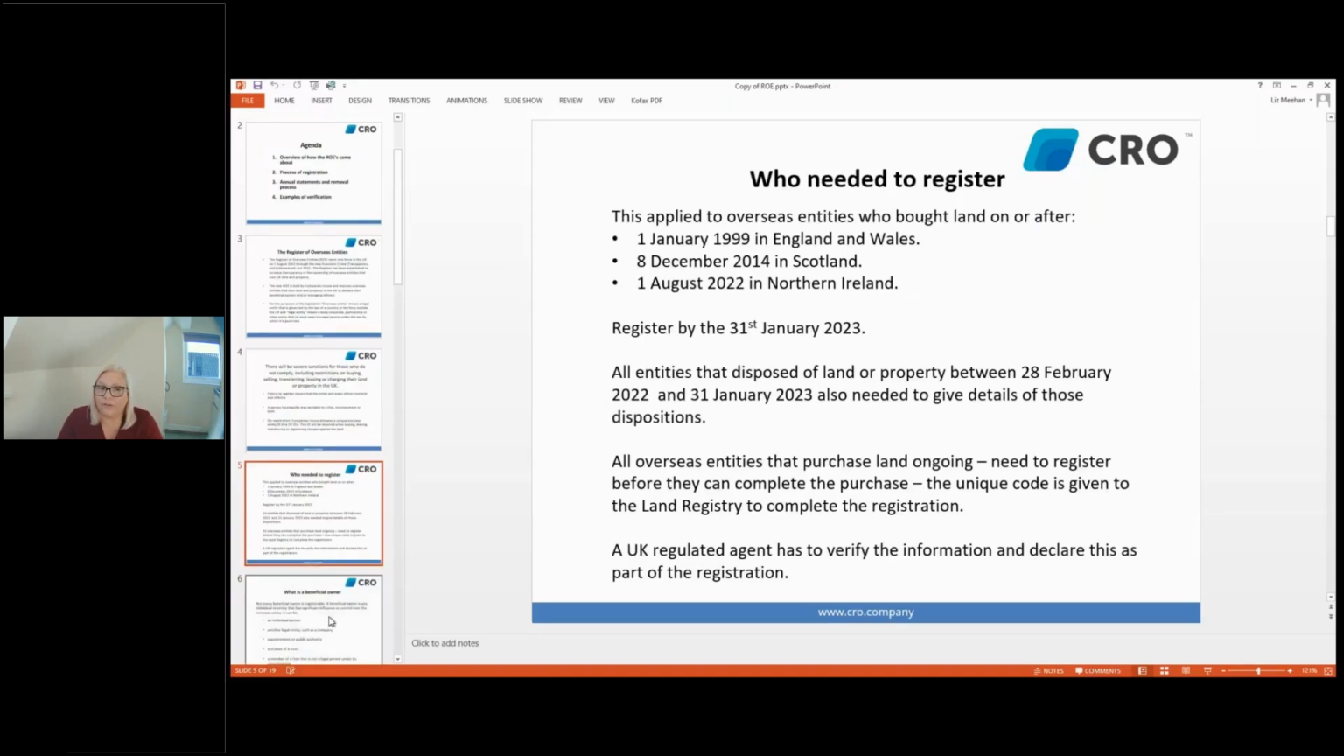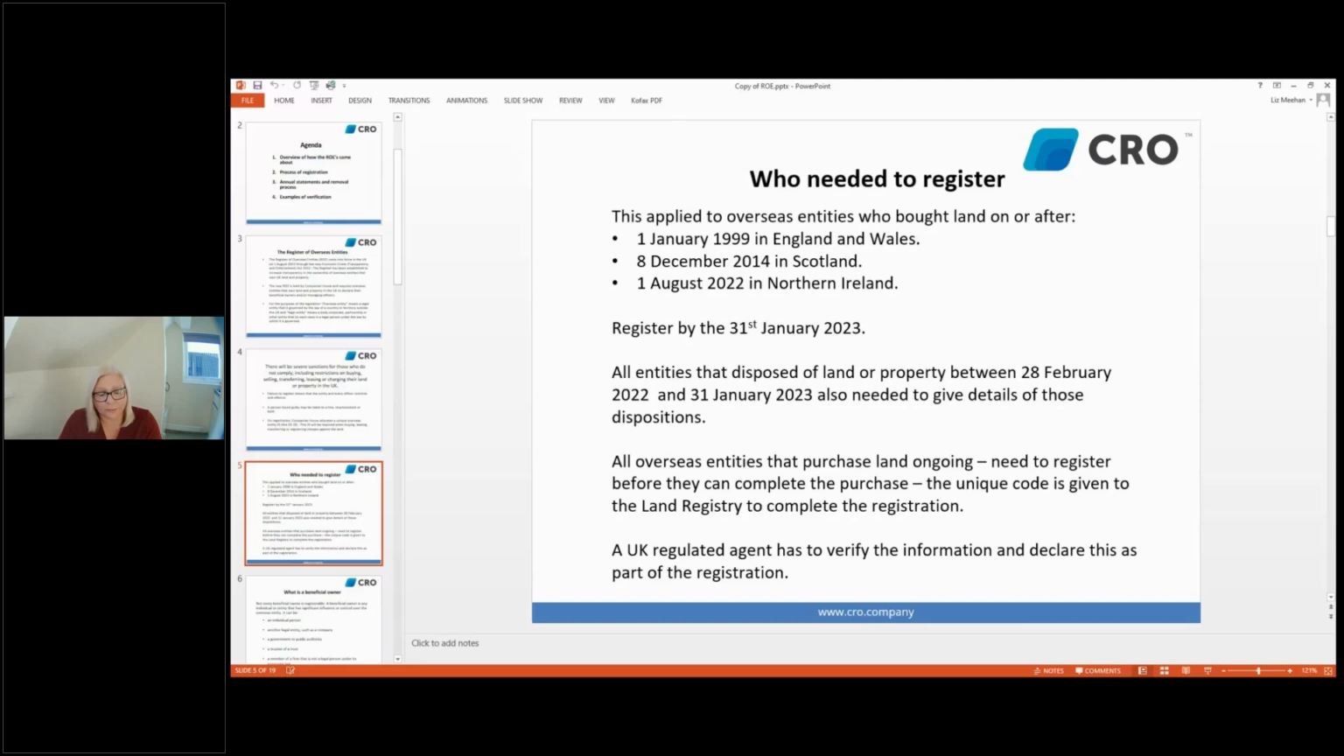So who needed to register? Well, the register was retrospective, but different dates applied in different parts of the UK. So if an overseas entity had purchased land or property on or after the 1st of January 1999, and the property was in England or Wales, then they would need to register. But for Scotland, it was December 2014, and in Northern Ireland it was August 2022. So it depended where the property was as per the dates on whether a registration was required.